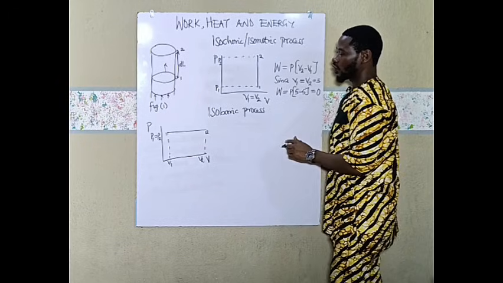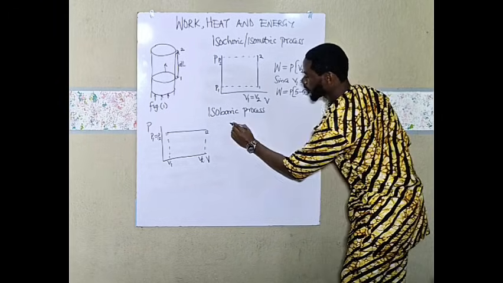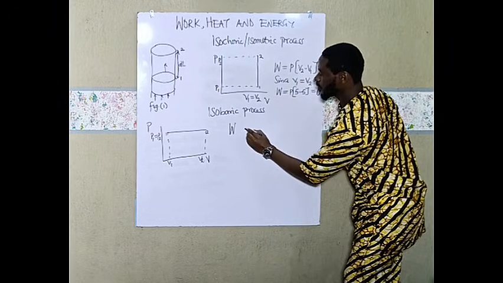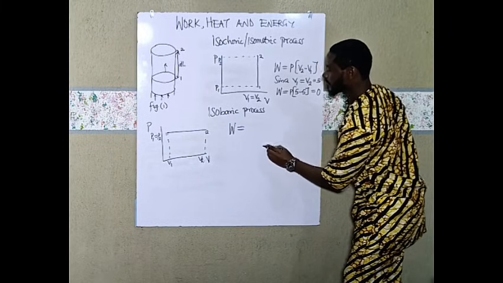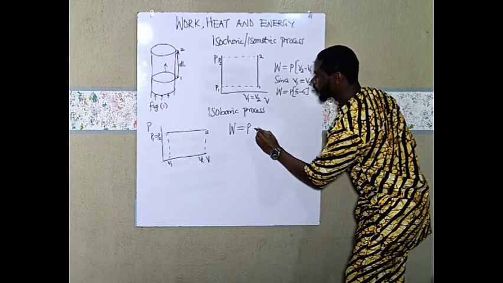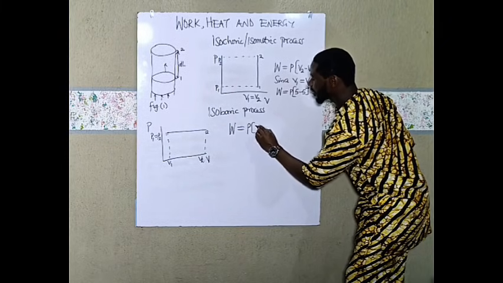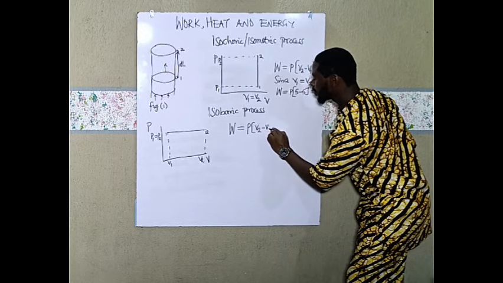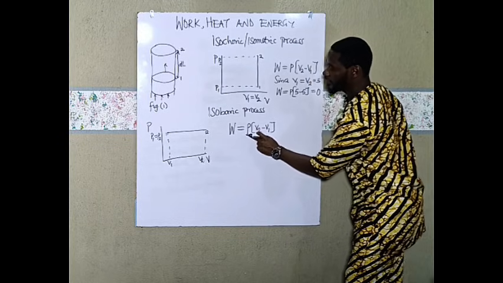Now let's go back to the work done during this process. The work done in an isobaric process is given as P into bracket V2 minus V1. Here, P is constant.